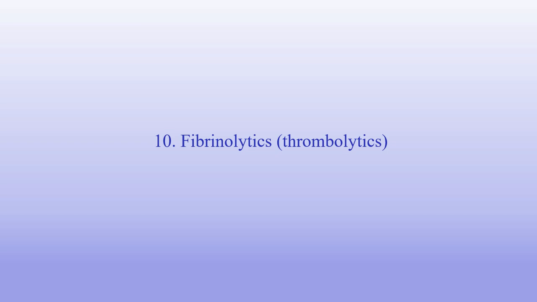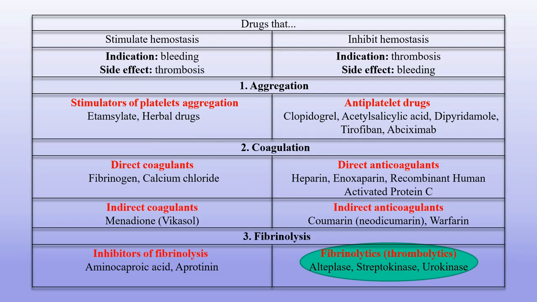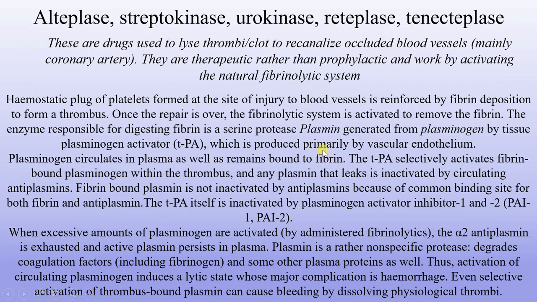And the next part of our lecture is fibrinolytics, thrombolytics. These are the drugs which you can see on the right side: alteplase, streptokinase, and urokinase, and also reteplase and tenecteplase. These are drugs used to lyse thrombi, clots, to recanalize occluded blood vessels, mainly coronary artery. They are therapeutic rather than prophylactic and work by activating the natural fibrinolytic system.